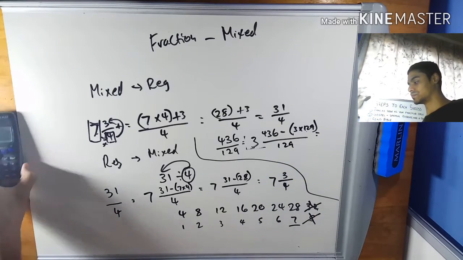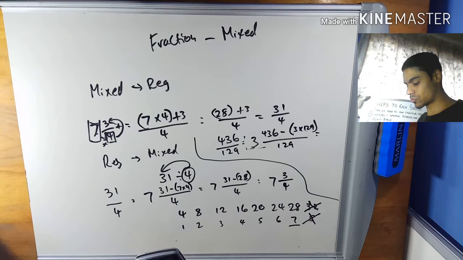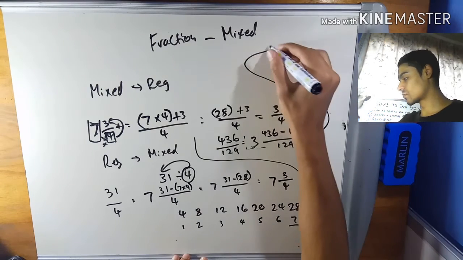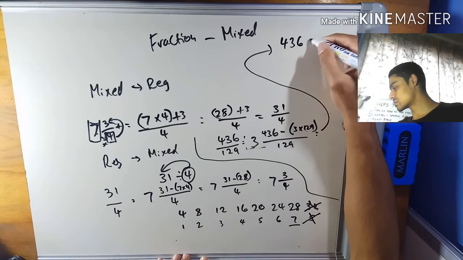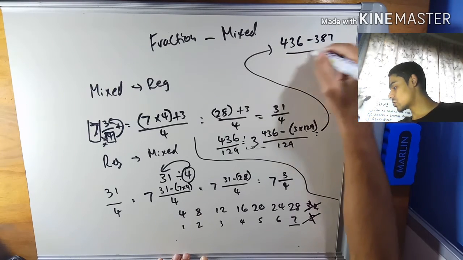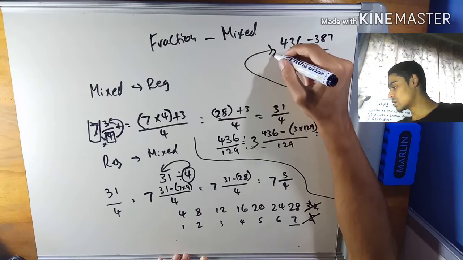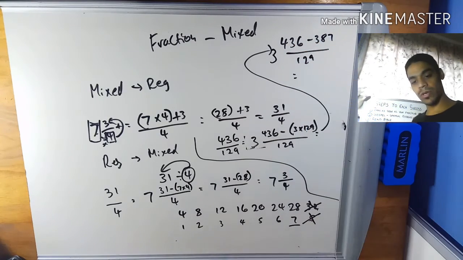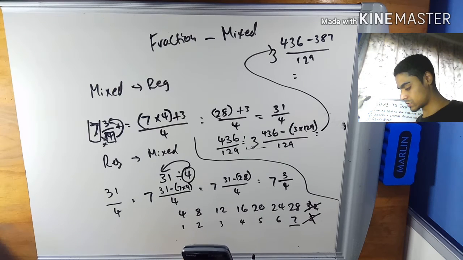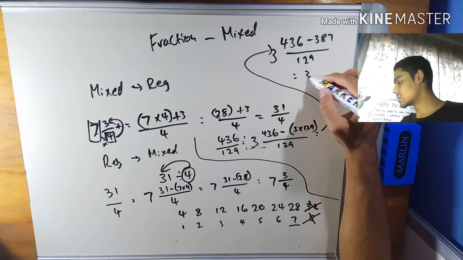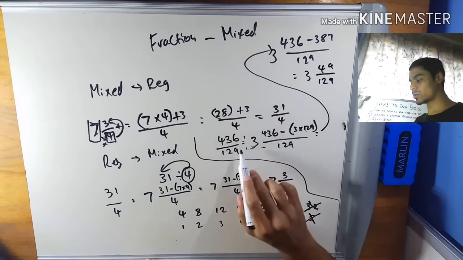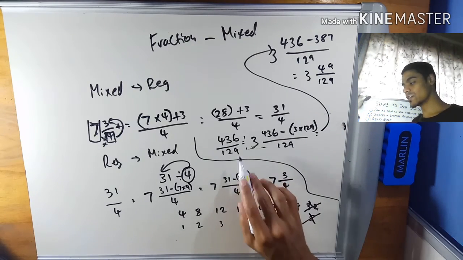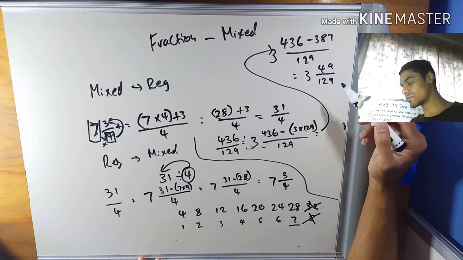This is equal to 3 times 129, so this is 436 minus 387 all over 129. There's our whole number 3 in front, which is equal to, and what's 436 minus 387? This is equal to 49 over 129. And that's how you would convert bigger fractions into a mixed fraction using your calculator.